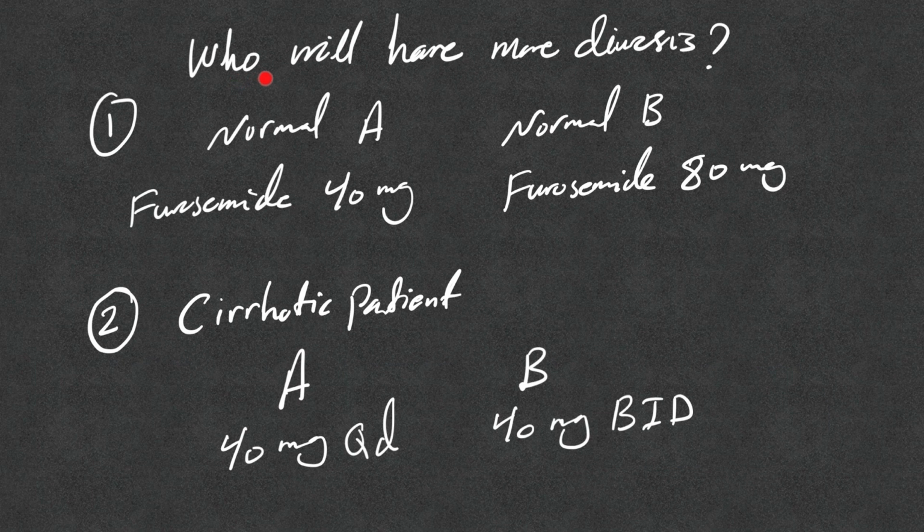Let's test this. Who will have more diuresis? Healthy individual A and healthy individual B. The first one you give 40, the second one you give 80. The maximum effective dose is 40, so giving 80 is not going to give you much additional diuresis. So they are the same. Number two, cirrhotic patients. The first one is given 40 milligram once daily and the second 40 milligram BID. Of course, the 40 milligram BID will get more diuresis as we explained.